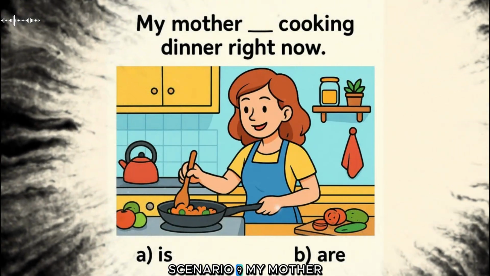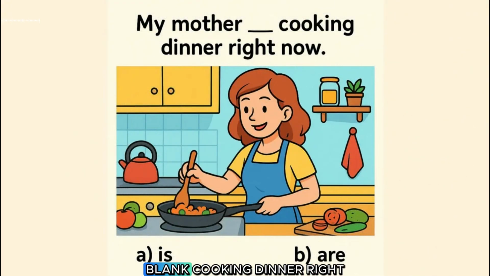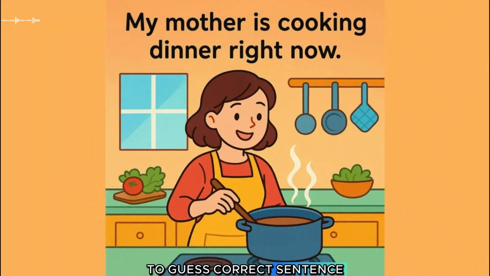Scenario 9. My mother blank cooking dinner right now. A: is, B: are. Take a few seconds to guess. Correct sentence: My mother is cooking dinner right now.